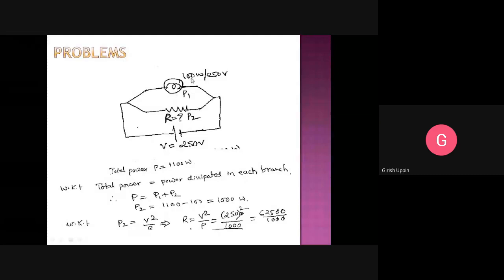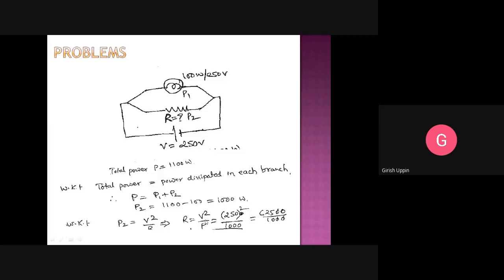So P1 is given, P is given, P1 is 100, okay, therefore P2 is equal to 1100 minus 100, that is 1000 watt. Now P2 is known for this resistor, and voltage across it is known. So we can use the same formula, P2 is equal to V square by R, or R is equal to V square by P, and V is how much? 250 volt, 250 square divided by the power that is dissipated in resistor R, that is 1000 watt.